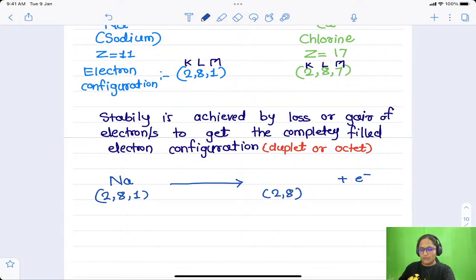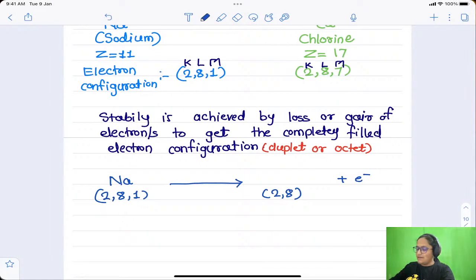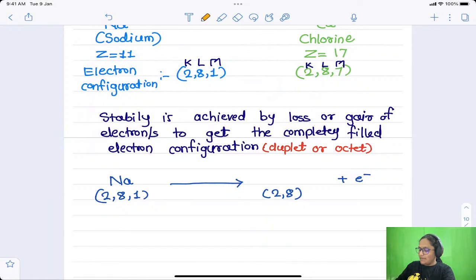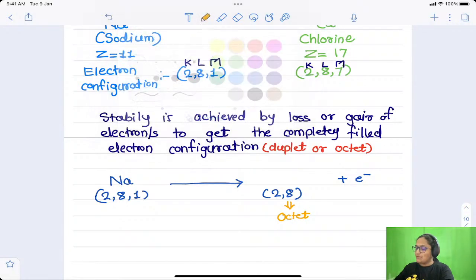No need to write down 0. 2, 8, 8 stands for octet is completed, right? 8 electrons in the outermost shell, that means octet configuration, right? Okay, but what happens to sodium here?